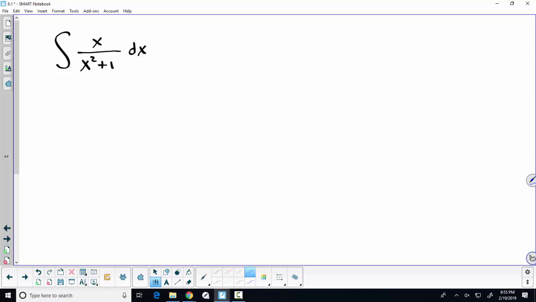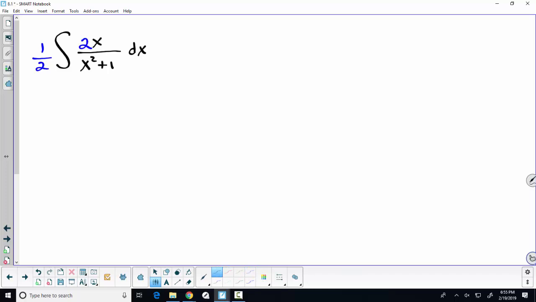So wouldn't it be nice if this were 2x? That way the derivative of this thing is right here. Well, if we want a 2 out here, then we have to have a 1/2 out here. That way we're multiplying our function again by 1. And what we're doing is we're just forcing that into what we saw as logarithmic form already.